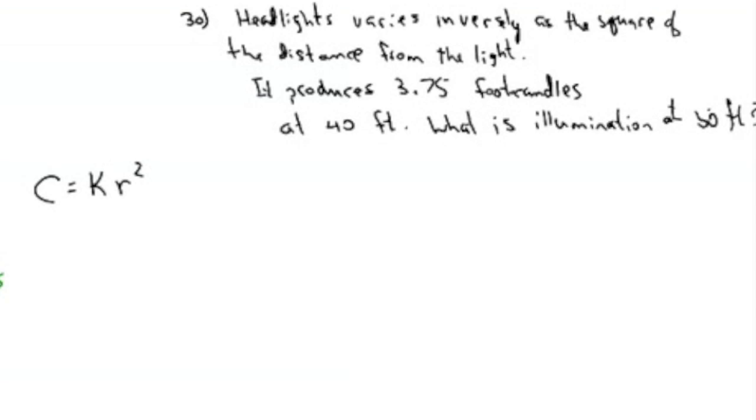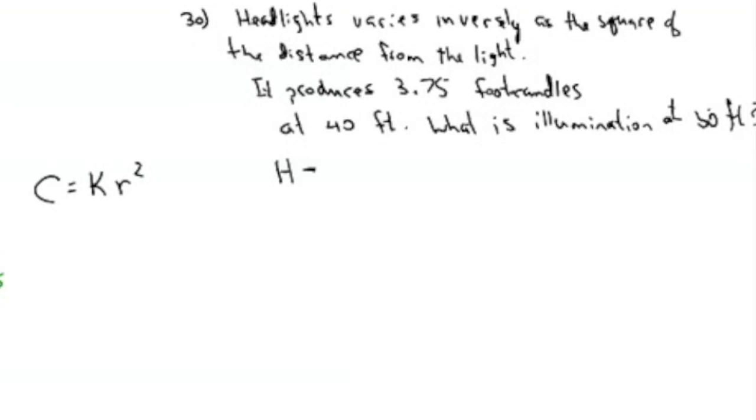So we start off at the beginning. Headlight illumination varies inversely as the square of the distance. What do you want to represent headlight illumination? You have 2 choices, H or I. H for headlights, I for illumination. Which one? H, all right. So H varies inversely, so that equals the square of the distance from the light.